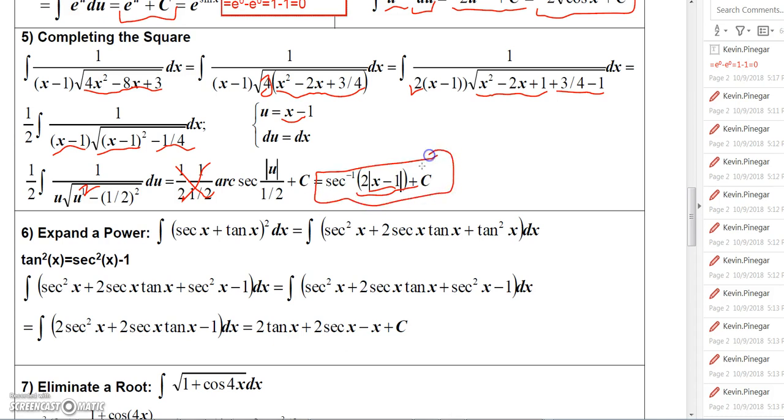Okay, now I'm going to finish this video. I'm going to do the second half of this on another video, and I'm going to work some more of these basic integral problems.